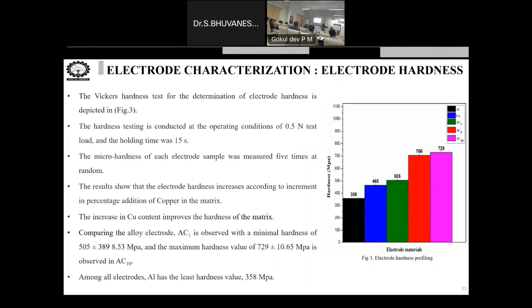Among all electrodes, aluminium has the least hardness, that is 358 megapascal. Compared to aluminium, AC1 has more hardness, then AC5 has the next hardness, AC10 the next, and copper has the highest hardness.